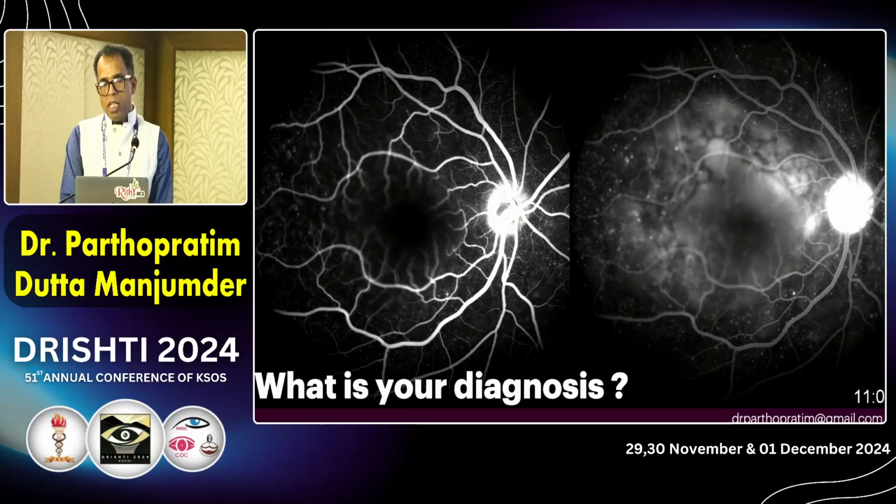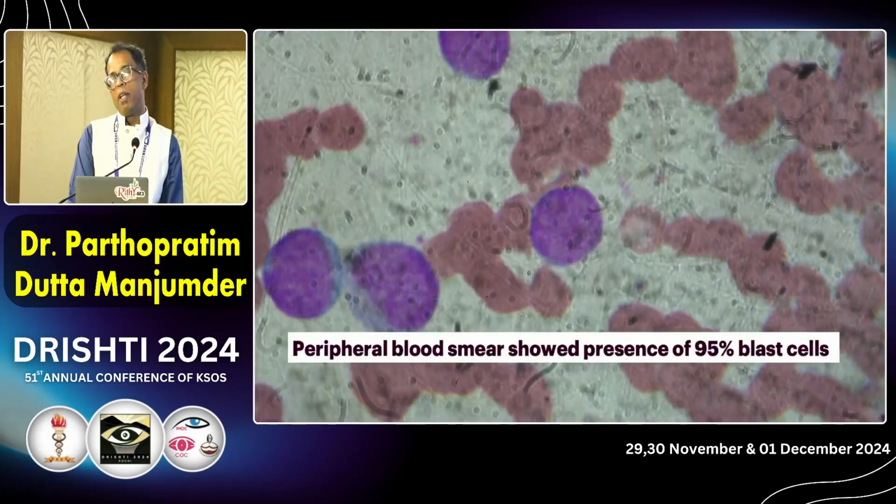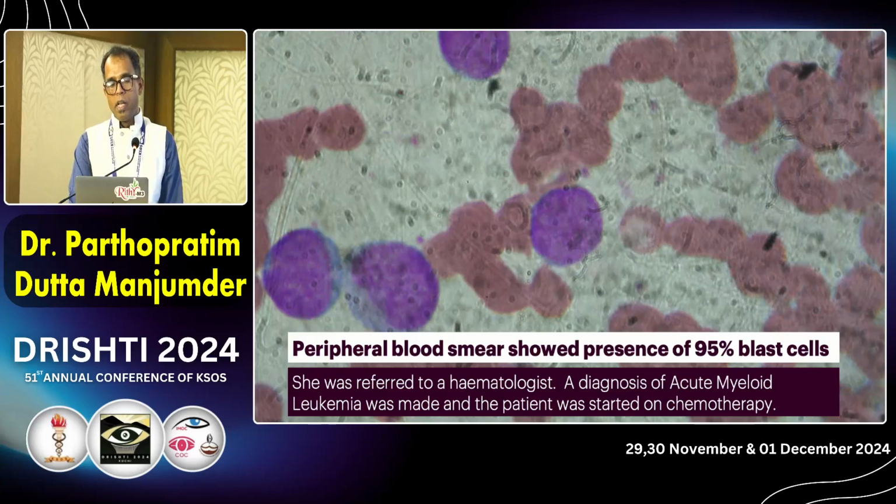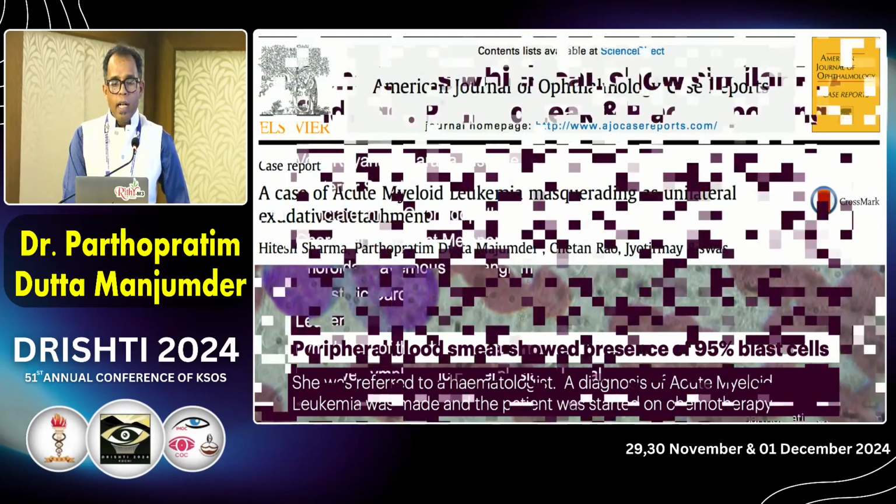So what we did, we just did a peripheral blood smear, as I was showing, and it showed 95% blast cells. So she was referred to the hematologist, and a diagnosis of acute myeloid leukemia was made, and the patient was started on chemotherapy.